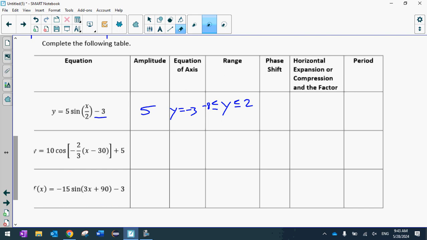Phase shift, there is none. Horizontal expansion or compression and the factor, it's a stretch. Expansion, or you should call it stretch, but whatever. Expansion by 2, because we're going to multiply our x size by 2. What's that make the period in this example? 720. Yeah. Why don't you try these next two and see if you can get them?